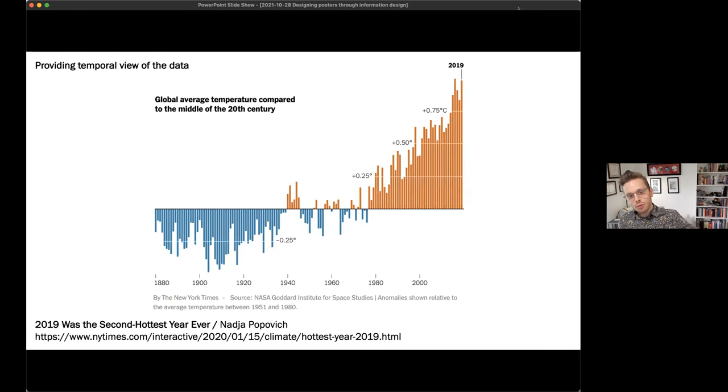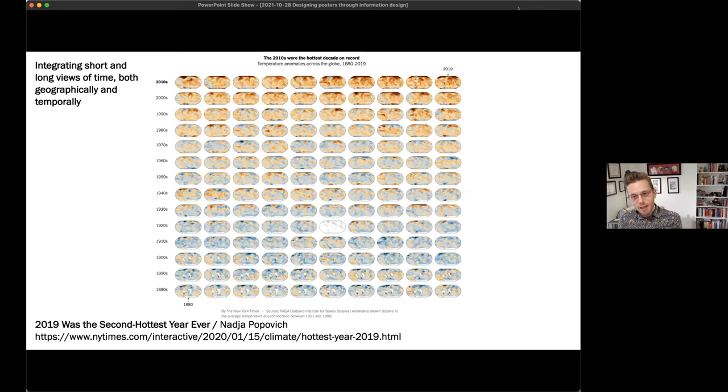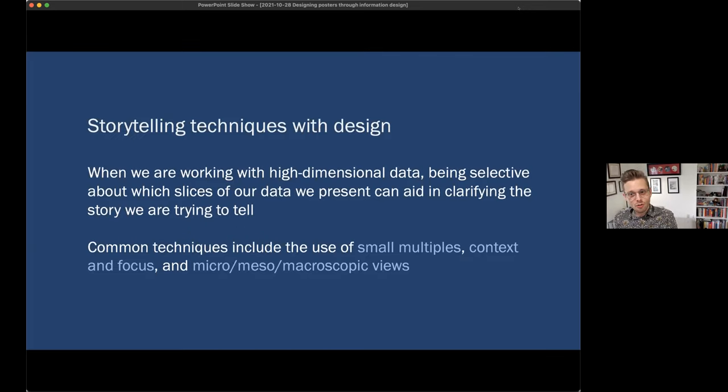In the same article, we get a temporal view of the data. So this is a time-based visualization that shows average temperature change over time. And then in this visualization, we integrate both the geographic and temporal visualizations and present both a short and a long view of the time period over which these data are changing.